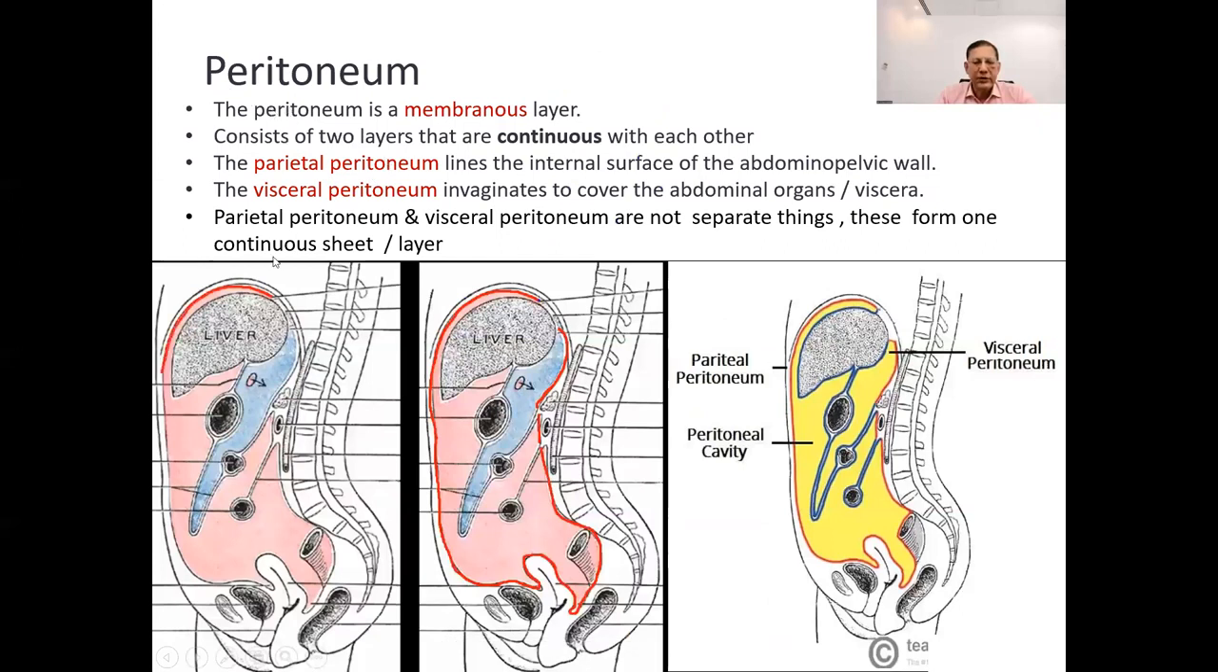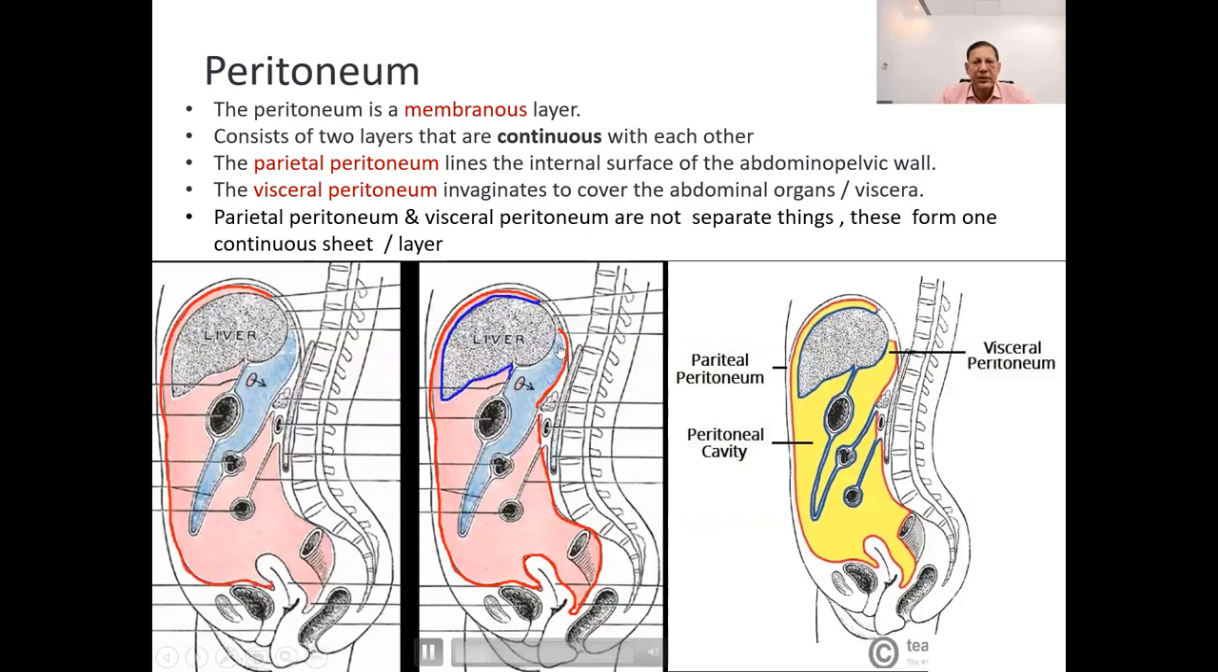Peritoneum is basically the membranous structure that lines the abdominopelvic cavity. It has two layers. One is the parietal peritoneum, which is the part of the peritoneum that lines the abdominal wall. As you can see, the one in red is lining the abdominal wall. The other is called visceral peritoneum, which lines the viscera or the organs of the abdominal cavity.